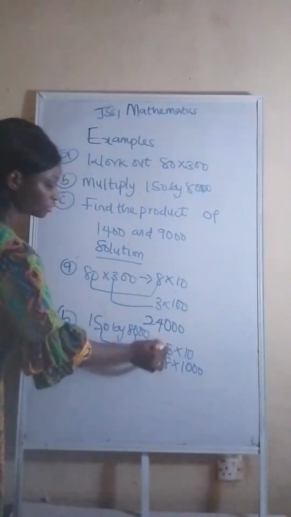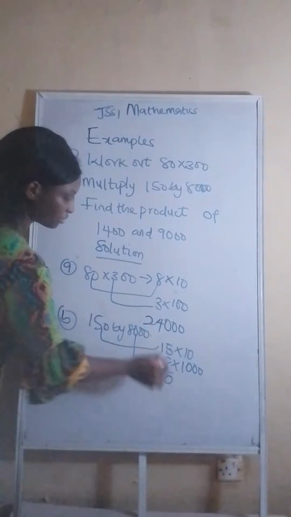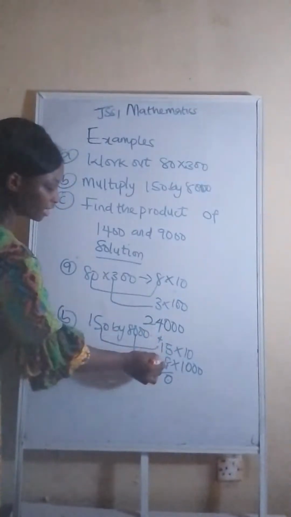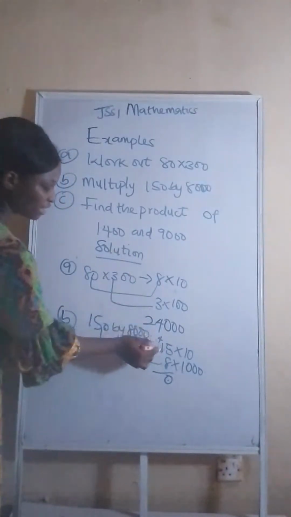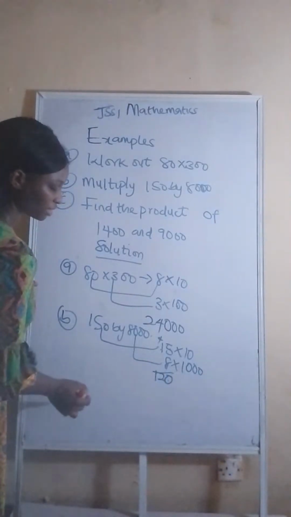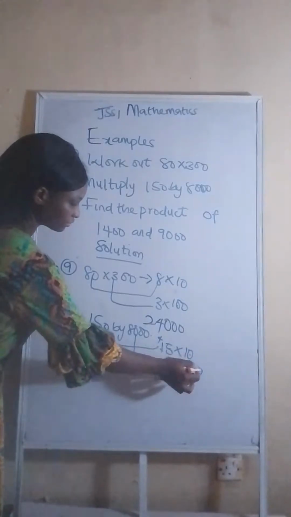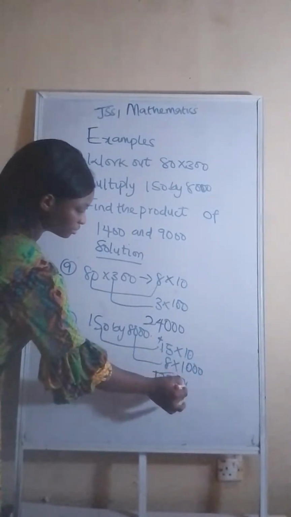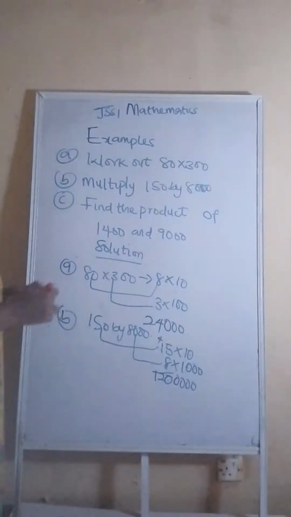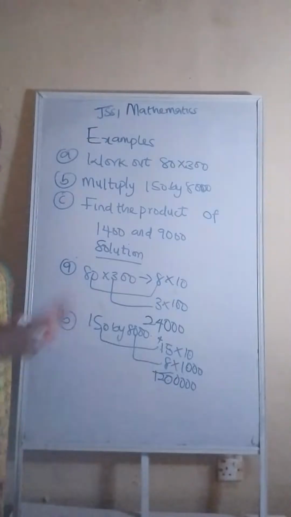So 8 times 5 is 40. You write 0 and remember 4. 8 times 1 is 8, then add that 8 to this 4. That will be 12. So now let's add the zeros: 1, 2, 3, 4. And that is our answer, as simple as that.